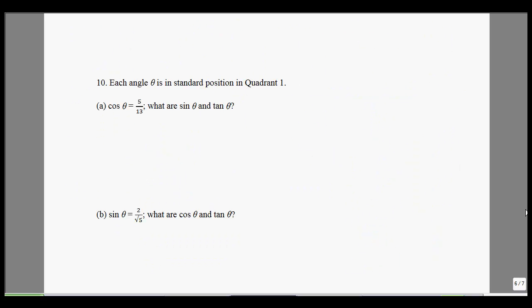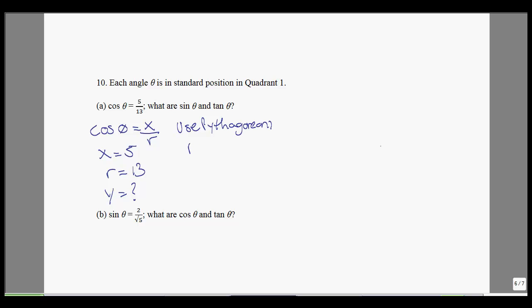Number 10. Each angle theta is in standard position in quadrant 1. A. We have cos theta equals 5 over 13. What are sine theta and tan theta? We know that our cos theta equals our x over our r, hence x equals 5 and r equals 13. But to solve for our sine theta and tan theta ratios, we need a value of y as well. So we will use Pythagorean here.